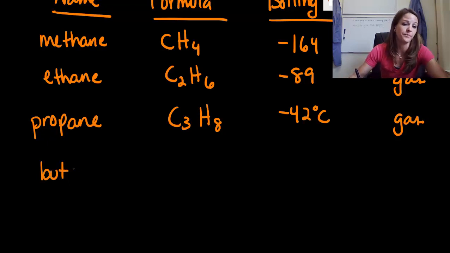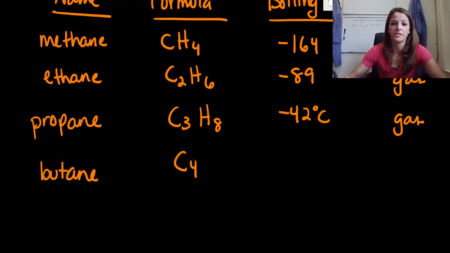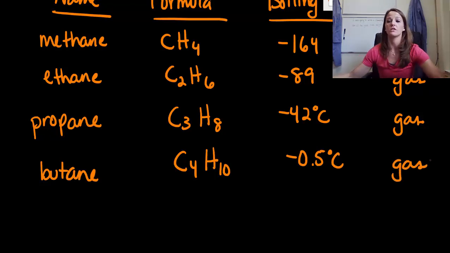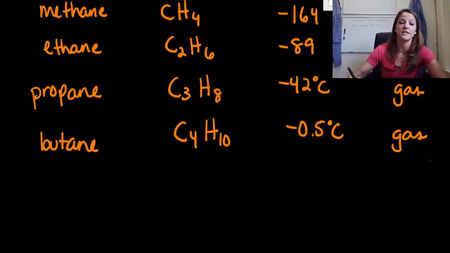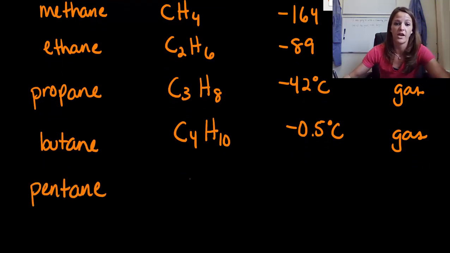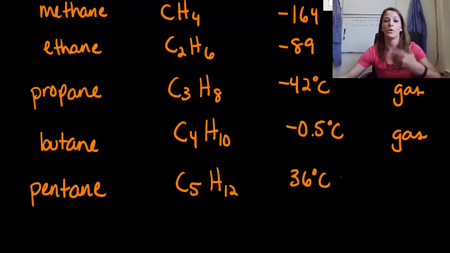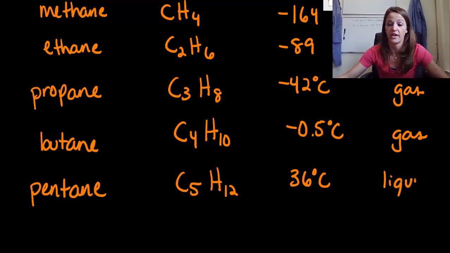Next one, butane. Butane has 4 carbons, so 4 times 2 is 8, plus 2 gives us a value of 10. So our boiling point is negative 0.5 degrees Celsius, so almost at 0 degrees Celsius, also a gas. So now the first 4 are gases, and the next one is a big jump, so we move to pentane. Pentane, meaning that we have 5 carbons. 5 times 2 is 10, plus 2 gives us a value of 12. This has a boiling point of 36 degrees. Now, this boiling point is above 25 degrees Celsius. So at 25 degrees, pentane is definitely in the liquid phase.